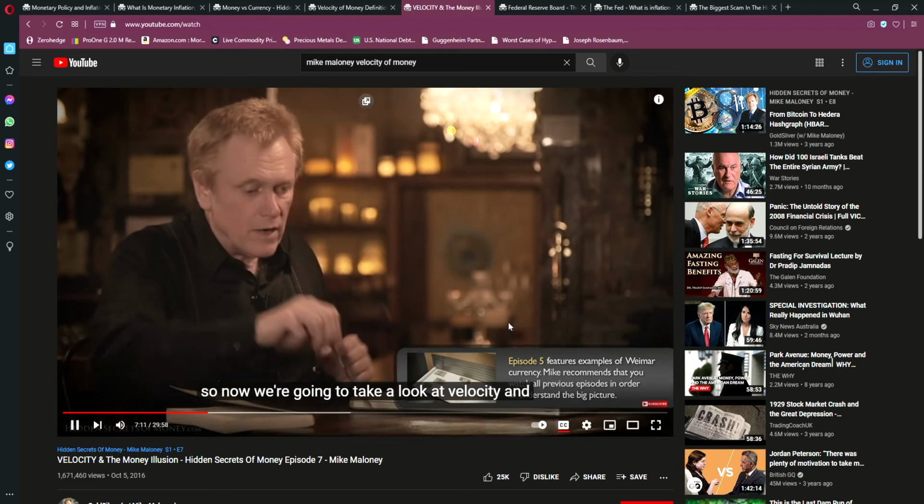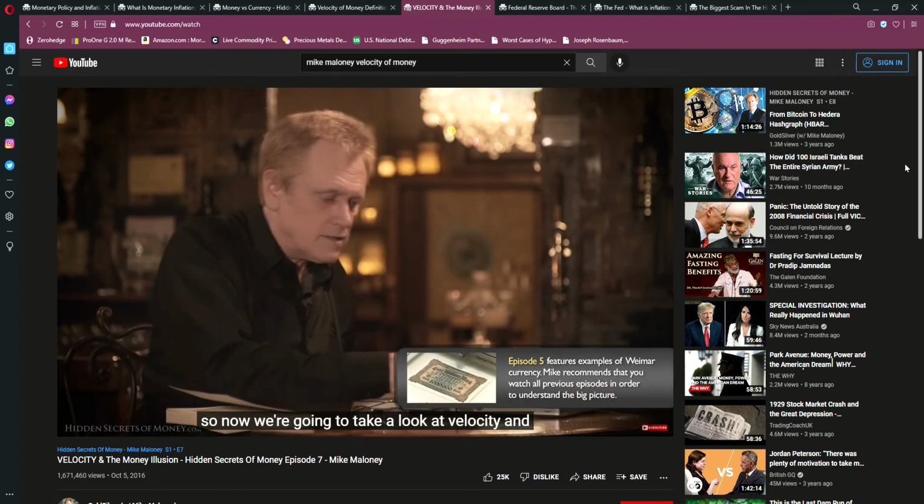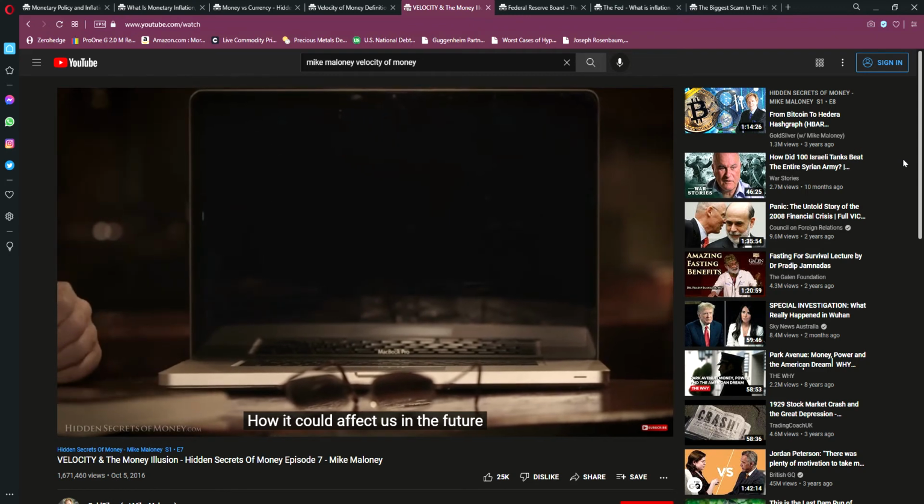So now we're going to... Okay, so I wanted to stop it there and move it ahead, but I thought it was important that you get that initial bit there and you get to see what happens. I'm not jumping it forward that far. Actually, you know what? Let's just let it play right where it is. I think it's perfect. Take a look at velocity and how it could affect us in the future.